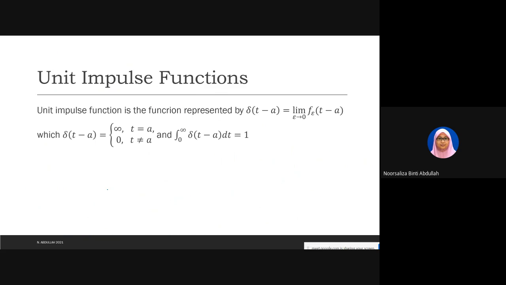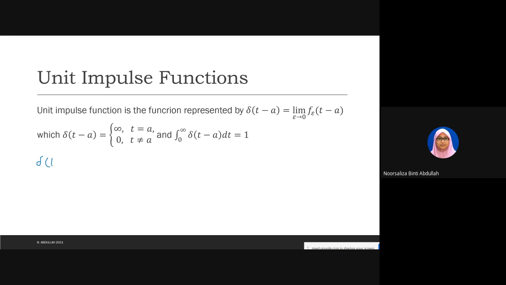Okay, next kita tengok unit impulse function. This one also important in signal and system. Dalam signal and system semester depan you akan jumpa lagi. Okay, what is impulse function? Ini dia punya definition. So delta, kalau you jumpa delta, this is impulse.